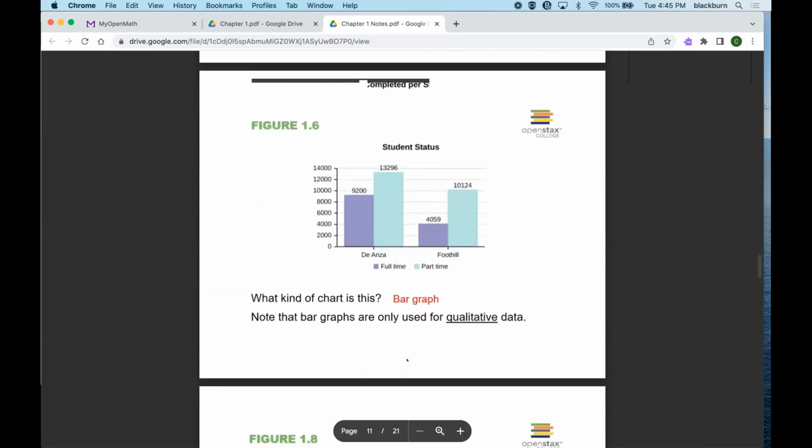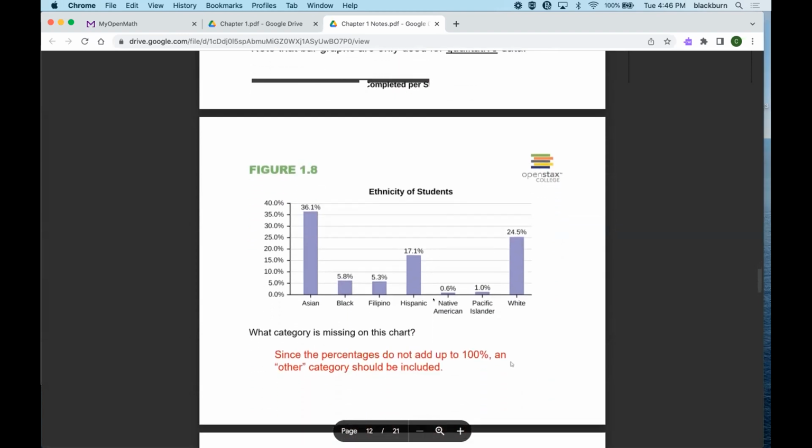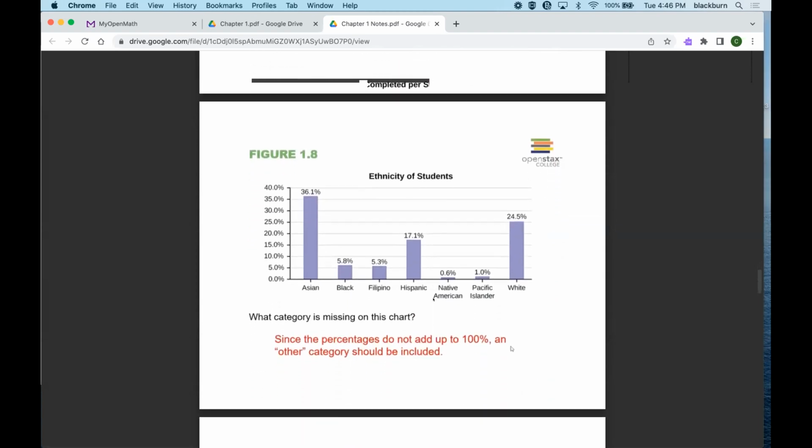All right, this is a bar graph. A bar graph is only used for qualitative data. So you have 9,200 people who are full-time students at De Anza. Remember, the two things we're talking about are full-time students or part-time students, so it is qualitative. Ethnicity of students. What category is missing on this chart? If you add up all of these bars here, you'll notice that they're not going to add up to 100%. So there should be an other category.